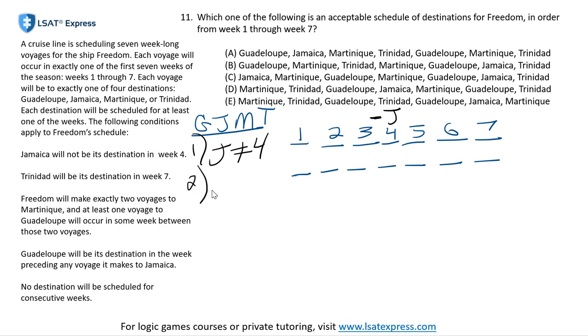How about rule 2? T will be in week 7. So T equals 7, but we absolutely want to put that in the master sketch. I'm even going to write a box around it. T is absolutely always in slot 7.